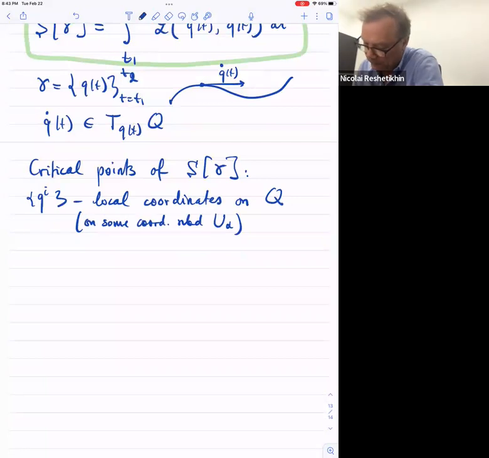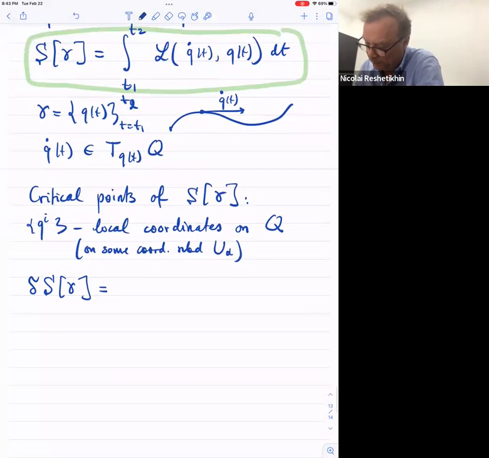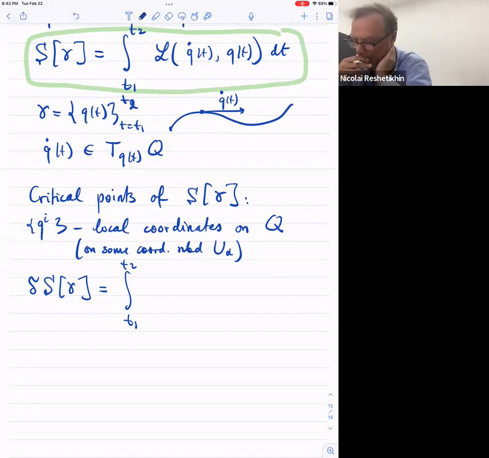Okay, so then let's just do the variation of S. I will use the chain rule to the variations just as if I would take the derivatives.